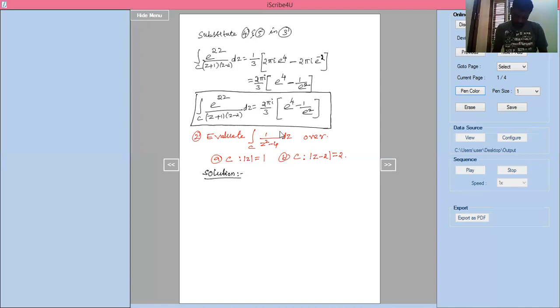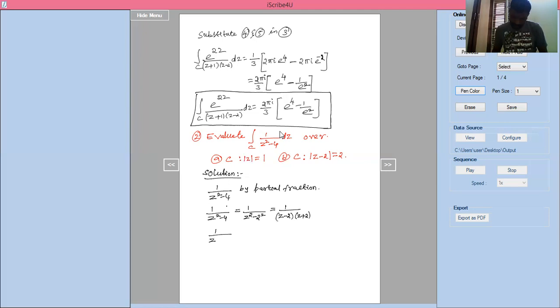Here the given function is 1 divided by z square minus 4. By partial fractions we can solve this. I can write 1 divided by z square minus 4, where 4 is 2 square, as 1 divided by (z minus 2) into (z plus 2).